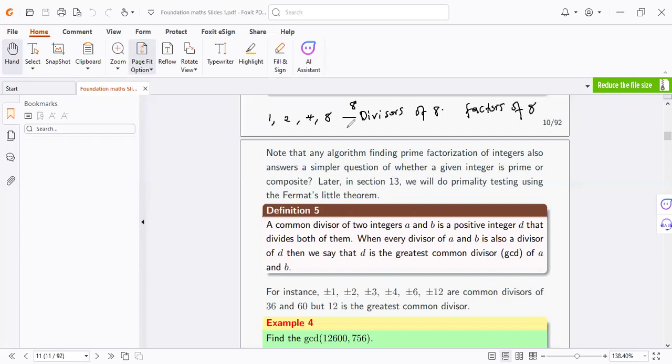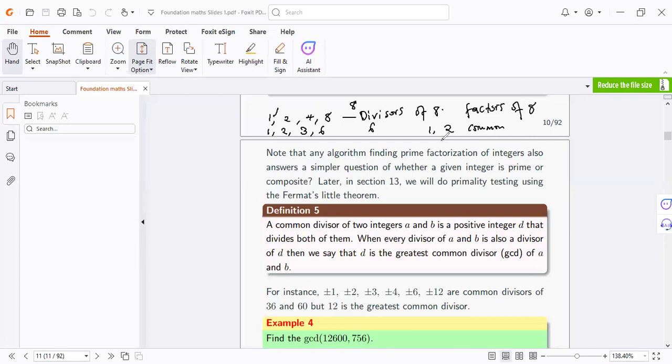Now let's talk about 6. Supposing I have 6, what are the factors of 6? The divisors of 6 are 1, 2, 3, and then 6 itself. Now, these 8 and 6 are two numbers. They have factors. Which ones are common between these two? I can see 1 is common, and then I can see 2 is common, and those are the only common divisors. So we call them common divisors. 1 and 2 are common divisors.